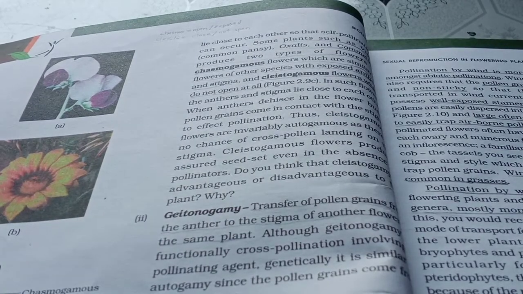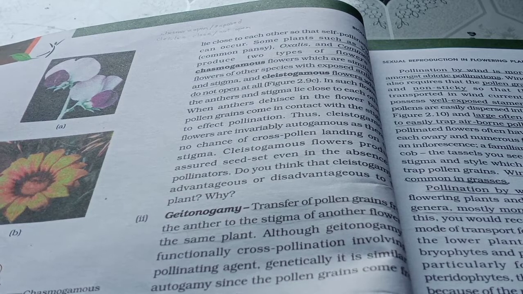Okay, let me give this example. If you always close your house, then nobody from the outside is going to come in because you lock yourself up, right? And so there is no chance that strangers will come. So it's very likely that Cleistogamous flowers will perform autogamy, that is self-pollination.